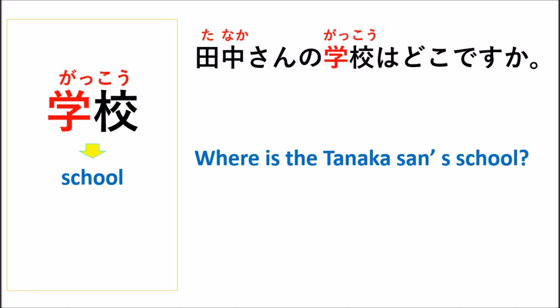So here is another kanji compound. Gakko. Gakko means school. And here you have the sentence like Tanaka-san no gakko wa doko desu ka? Which means, where is Tanaka-san's school?